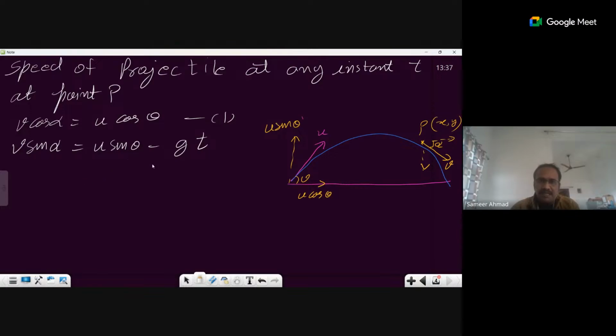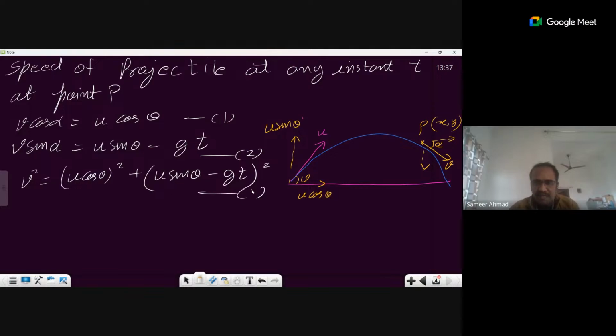Now to determine the speed at this instant, just square and add equations 1 and 2. When you square and add, you will get v square is equal to u cos theta whole square plus u sine theta minus gt whole square. So this is how we can determine the speed as a function of time. So at any instant, we can determine the speed using this equation.